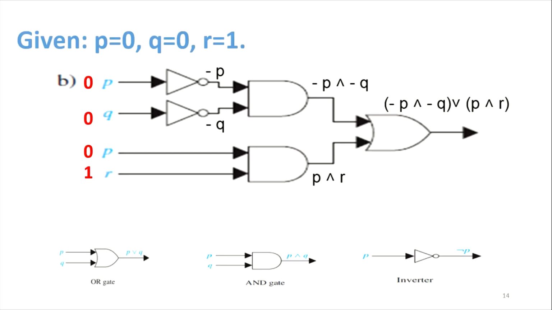Okay, so what if we have these values? P and Q are 0 and R is equal to 1. So let's start here. This is not P and not Q, so the negation is 1, 1. So next operation or logic gate is AND. So 1 and 1 is 1. Then below, 0 and 1 is 0. And last, this is OR. 1 or 0, 1. So it is on.